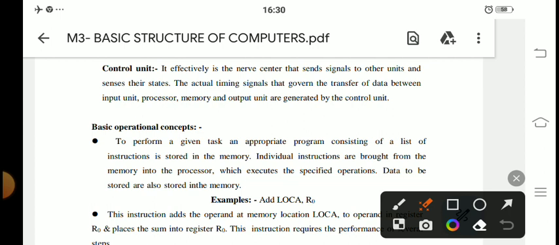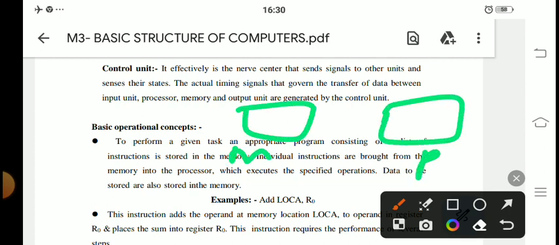Let us consider this is a memory and this as a processor. The instructions will be there in the memory. To perform any operations, these instructions must be taken into the processor. To perform any operations, we need data also. See in this example, add LOCA comma R0. LOCA means location A, it is the address of some memory. So we need the contents of LOCA in the processor, and the contents of R0, these must be added.